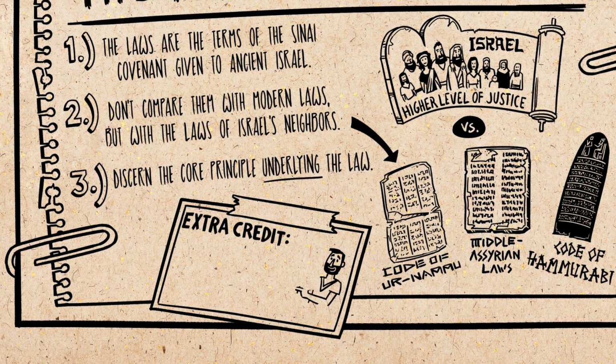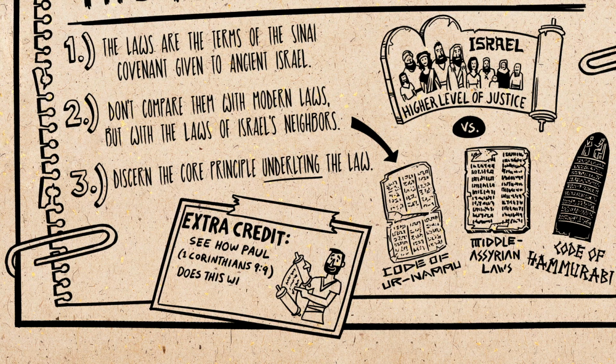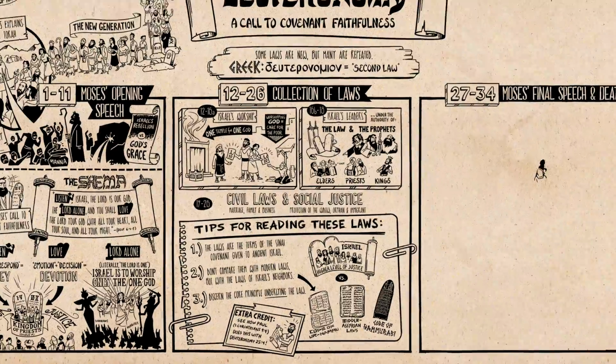So here's an extra credit assignment. Go see how Paul the Apostle does this very thing in his first letter to the Corinthians, chapter 9, verse 9, and he quotes a law from Deuteronomy chapter 25, verse 4. It's really interesting. So back to Moses.